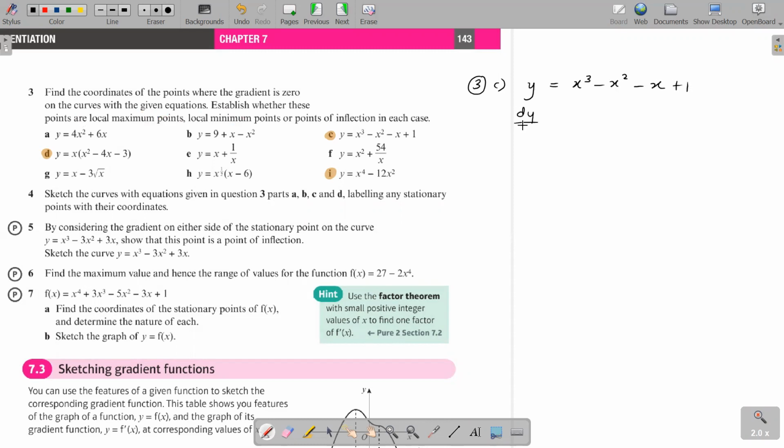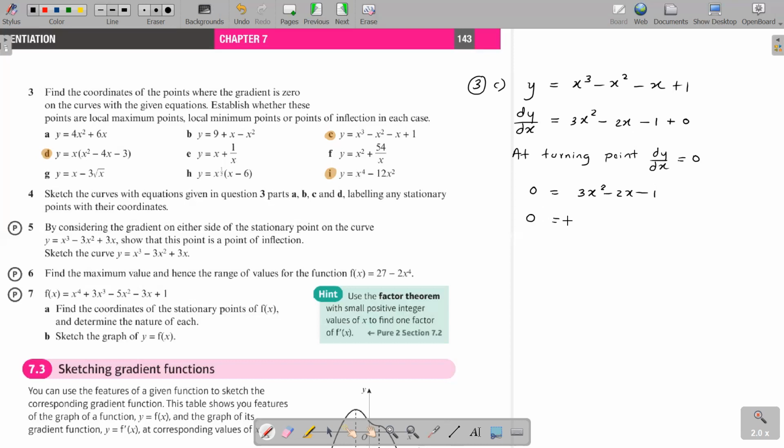So let's get dy by dx, because it's y, I'll take dy by dx. Basically f dash x. x cubed differentiation is 3x squared, minus x squared differentiation is 2x, minus x differentiation is 1, plus 1 differentiation is 0. So at the turning point, what happens? At the turning point, dy by dx is equal to 0, right? So you get dy by dx is 0, 3x squared minus 2x minus 1.